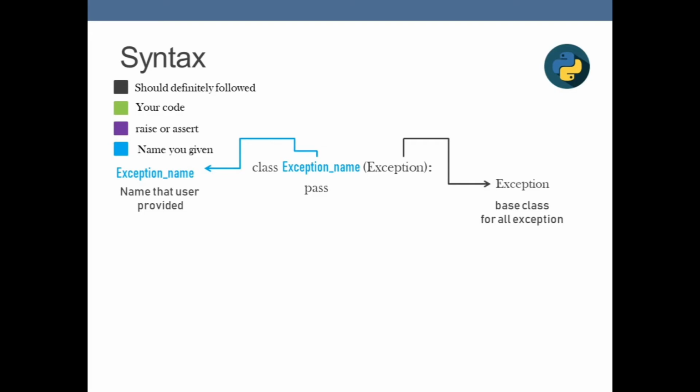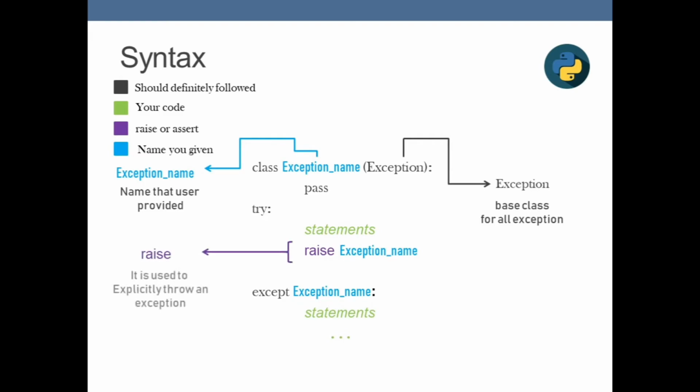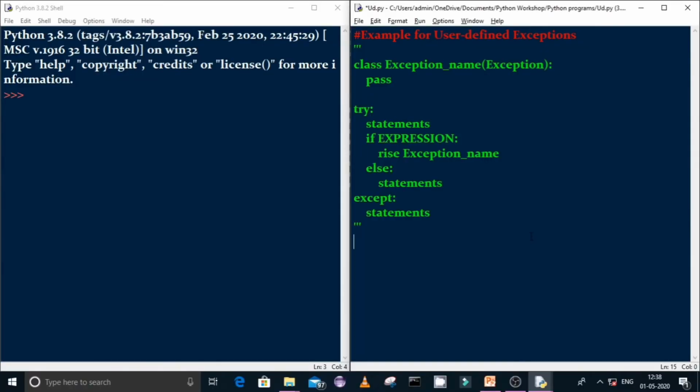Next is going to be the try and except block that you already know. And here is the raise statement. You can also use the assert statement based on how it is needed for you. This is the syntax for creating a user-defined exception. So we will see how to create a user-defined exception.